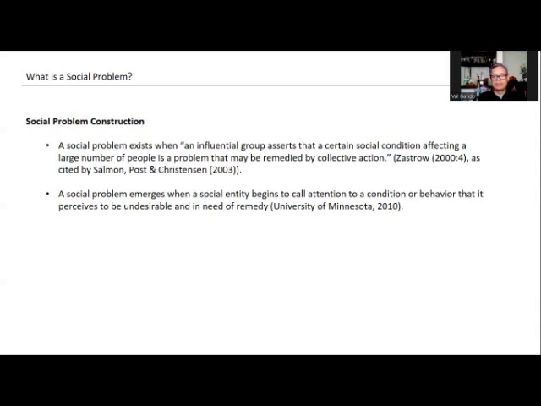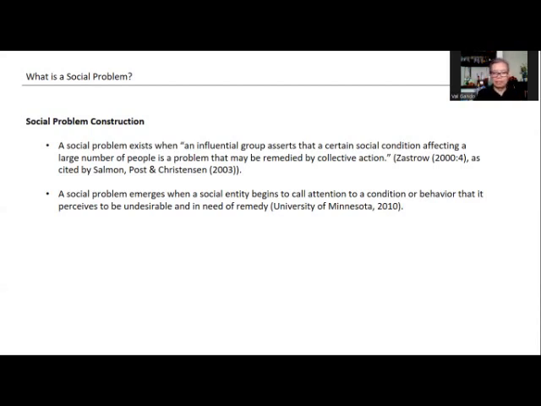According to Salmon, Post, and Christensen, the prevailing view of social problems comes from the constructionist perspective, which focuses on the communication activities of claim makers, such as influential individuals or groups that make claims that certain objective conditions constitute problems worthy of social attention and political remedy.